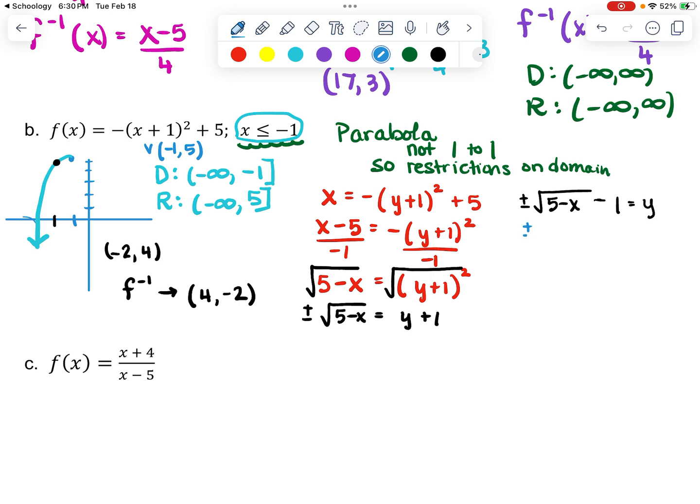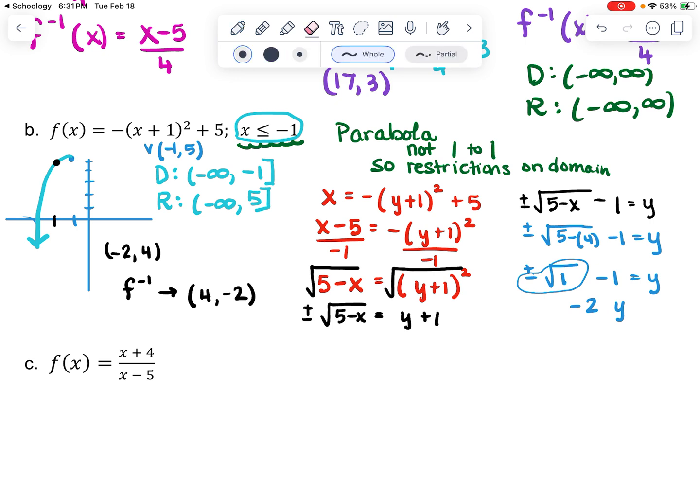So I'm going to have plus or minus square root of 5 minus 4. And then I've got -1 equals y. So now I have plus or minus the square root of 1, minus 1. Do I want -1 or +1? I really want the negative portion of this, so that I would get -2 is equal to y on my inverse, okay? So I need that negative.